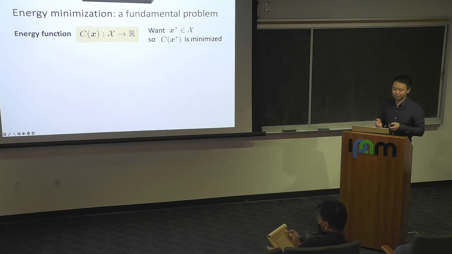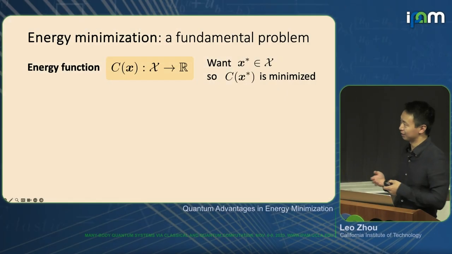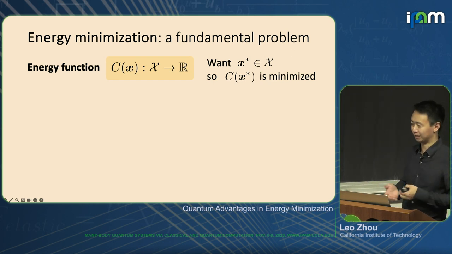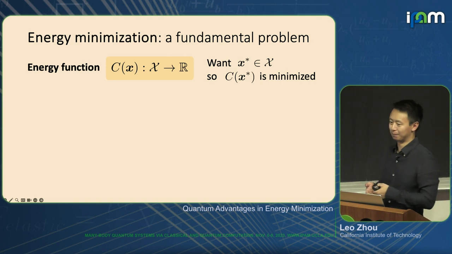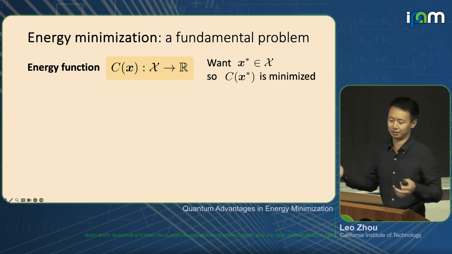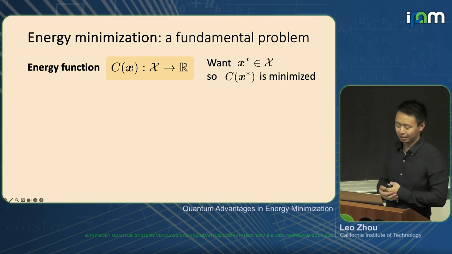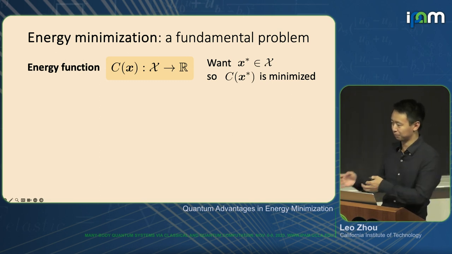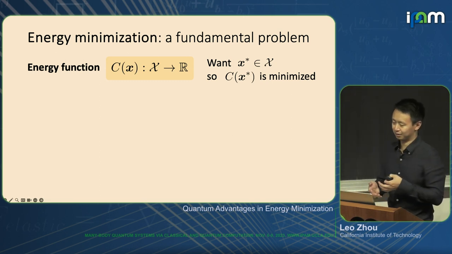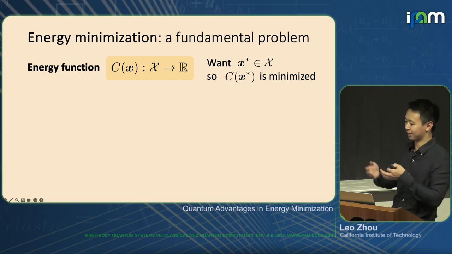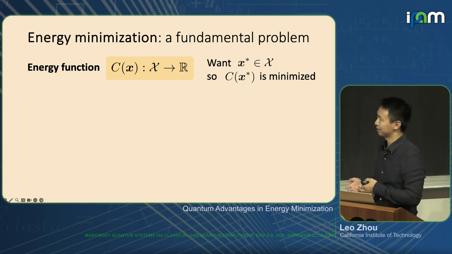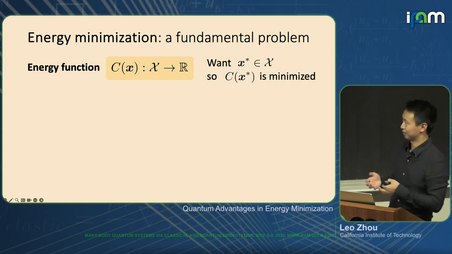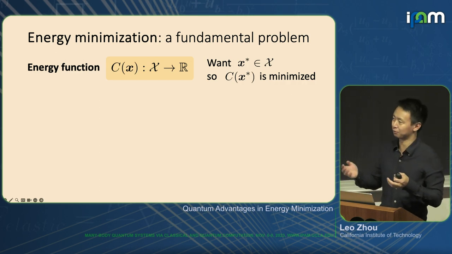Broadly speaking, this problem is that you're given an energy function that maps a domain, which could be, for example, a set of bit strings, or maybe a set of quantum states. The energy function maps this domain to some real number. The goal is to find some point in the domain so that the energy is minimized or as close to the global minimum as possible.